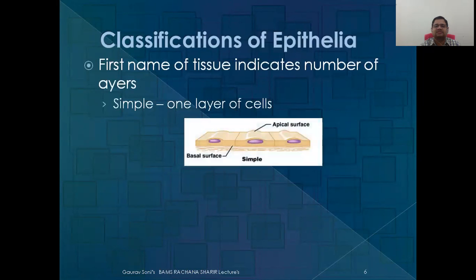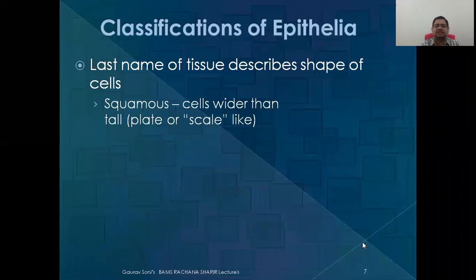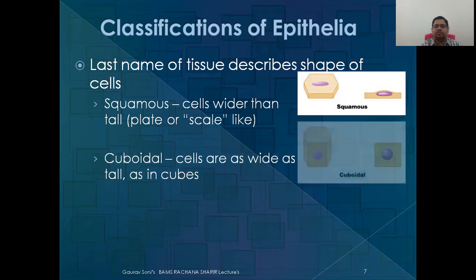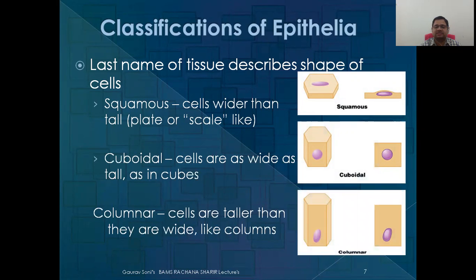Next, the classification. The first name of the tissue indicates the number of layers. Simple means one layer, as you can see in the diagram. Stratified means more than one layer, just like strata or layering. Okay, so there will be layering like this. Many layers will be present. Then the last name of the tissue describes the shape of the cells. Squamous means like a plate, as you can see in the diagram. Then cuboidal means cube-like. Columnar means like a pillar, cells are taller than they are wide, just like a column. So you can see in the diagram squamous, cuboidal, and columnar.